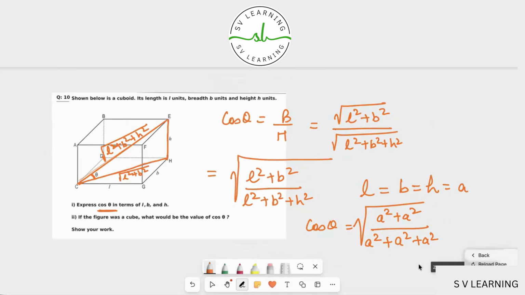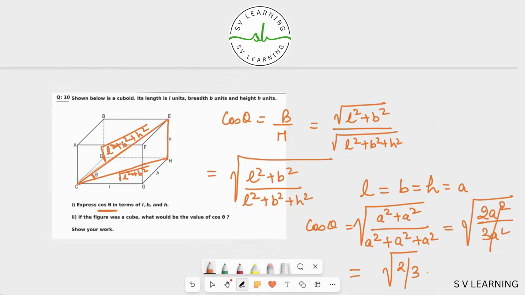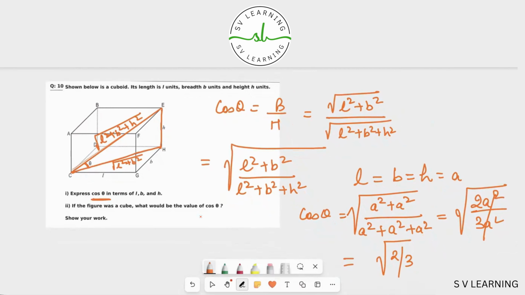Then we can say that the cos theta becomes equal to under root of 2A square by 3A square. Or we can say that root 2 by 3 if this was a cube.